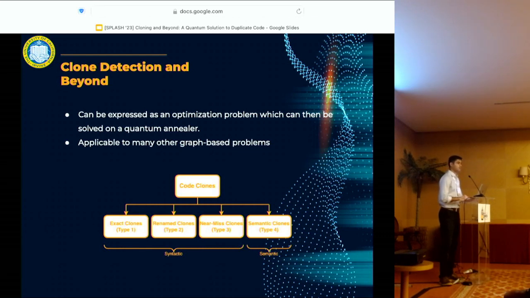One way is to forgo graphs altogether and use tokens instead. But even then, those approaches typically suffer from false positive and false negative errors. So in our research, we show how we express code clone detection as an optimization problem. And our technique is also able to detect type 1, type 2, and type 3 clones.